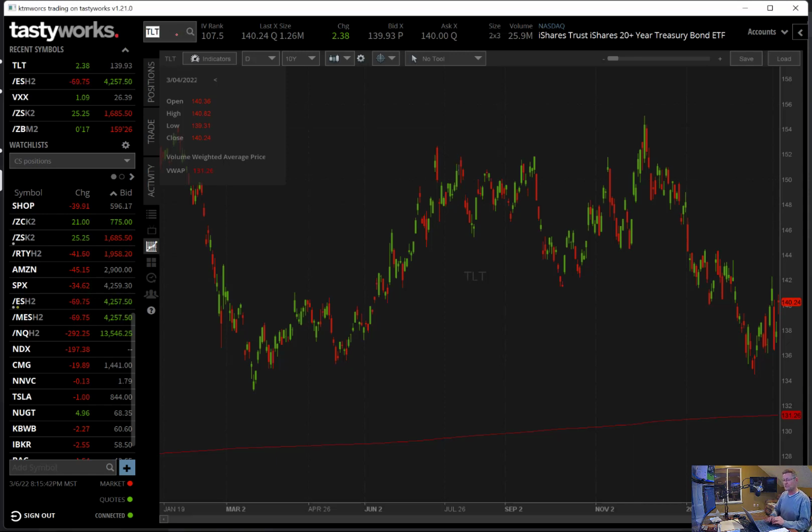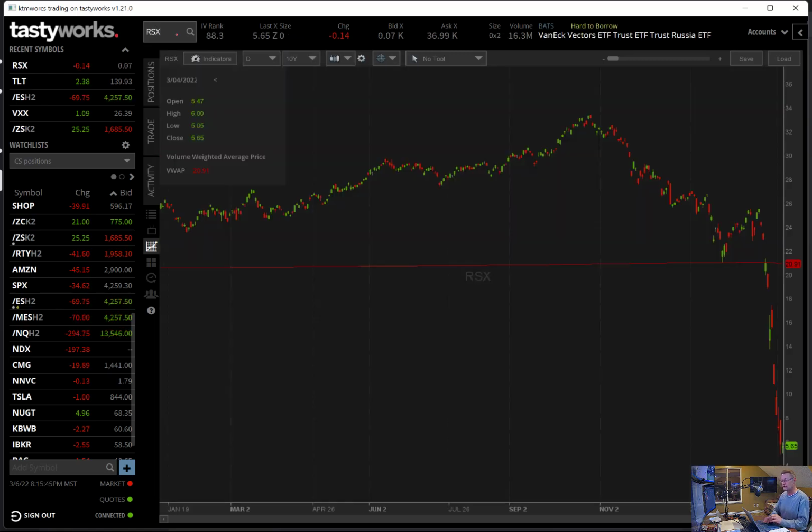RSX, unfortunately, there's not a whole heck of a lot that we can do with RSX anymore. This is the ETF that tracks the large cap Russian stocks. Russian stock market, surprise, surprise, been closed quite a bit lately. We can't even get pricing on some of these. And something I think is interesting in this massive slide, just going from maybe 35 down to 5 in just a little bit of time, is that we are still above NAV. We're still above the net asset value on RSX by quite a bit.